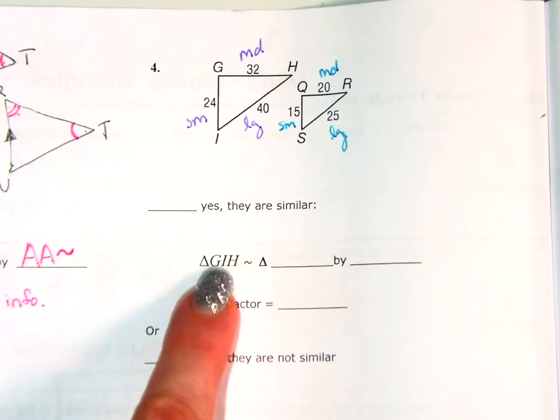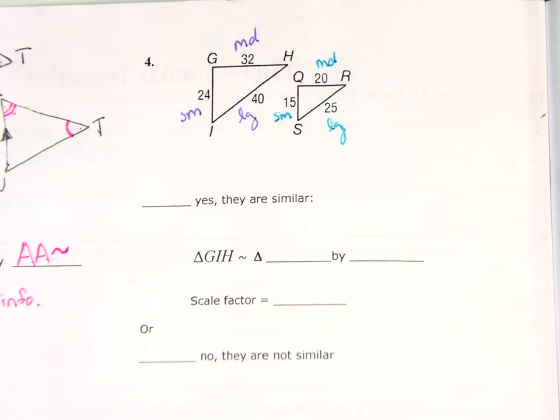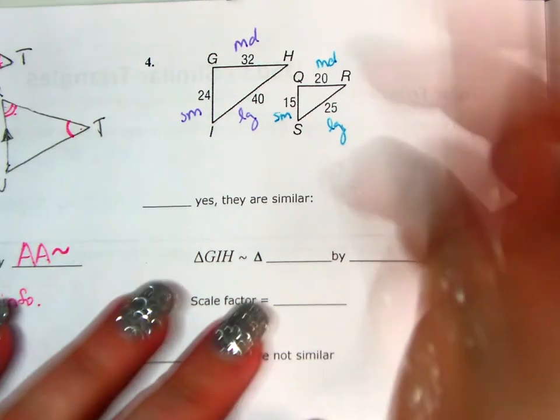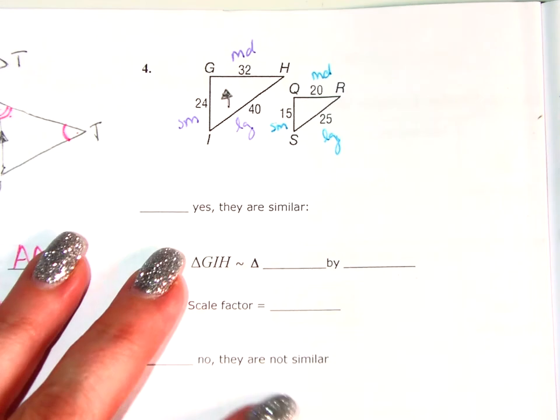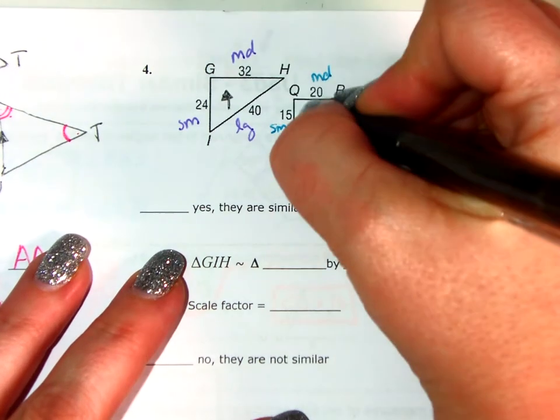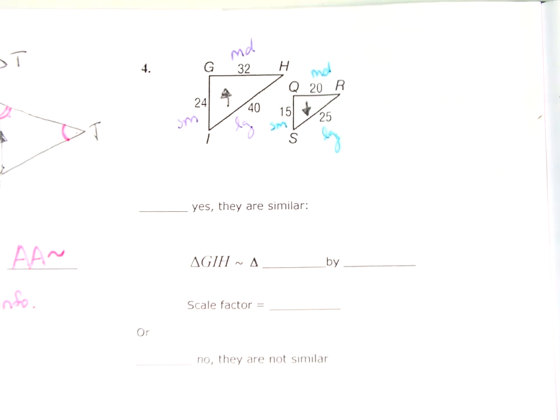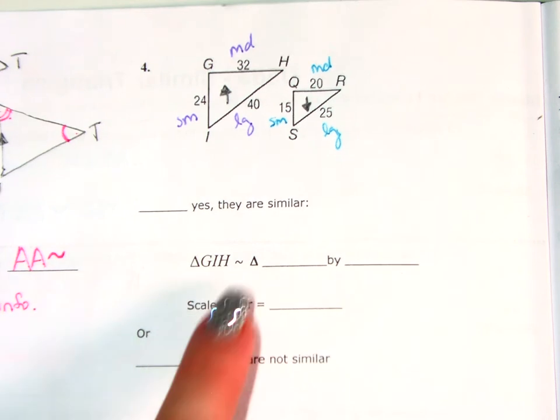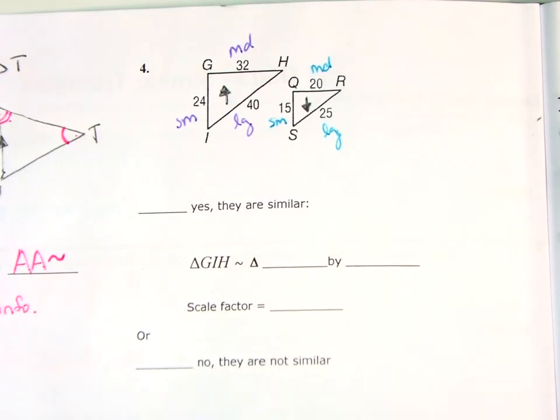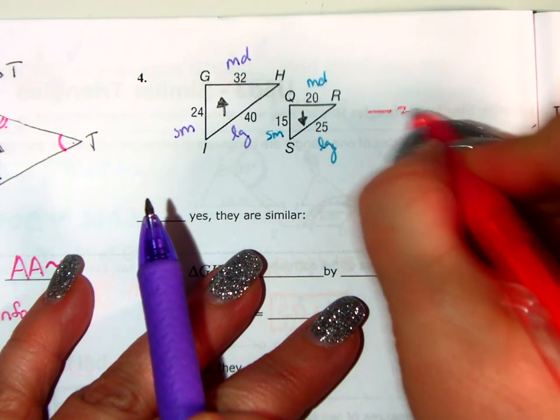So GHI comes first in my similarity statement if these are congruent. So I'm going to make sure that I put GHI on top so that way when I have my scale factor, it's not upside down. So then I'm going to put this one on the bottom. Okay? All right. So I'm going to put this one on top. Let me set up my proportions.